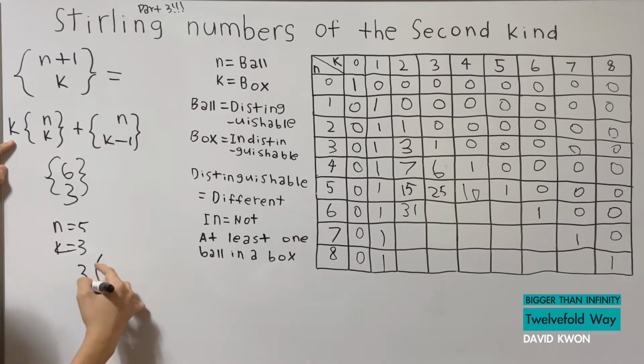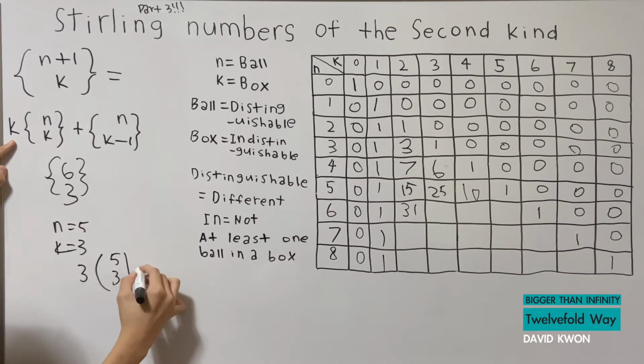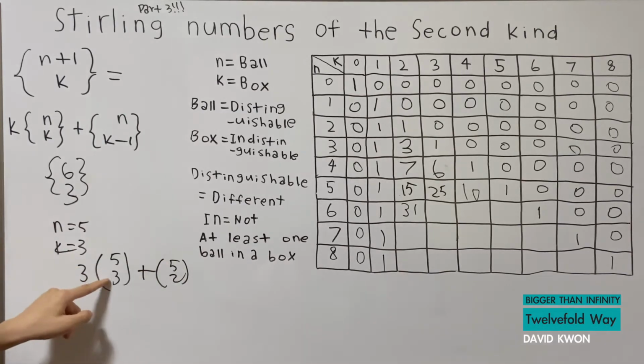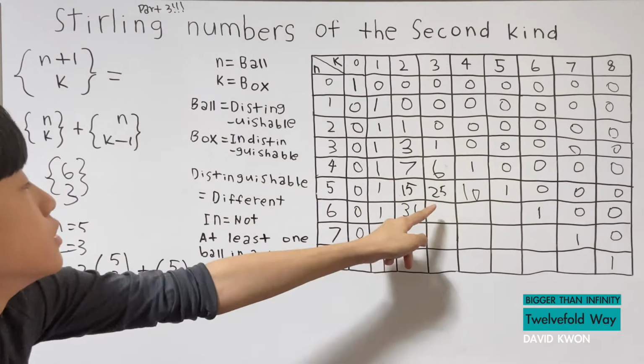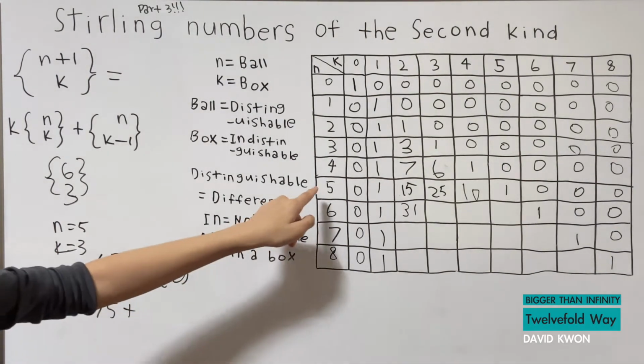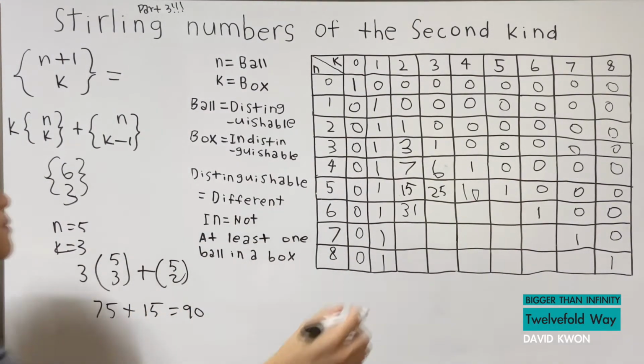Basically, I'll just do this because it's easier. 3 times the 5, 3 plus 5 and 2. What is 5, 3? 5, 3 is 25, times 3 is 75, plus 5, 2. 5, 2 is 15. And that is equal to 90, and it is right. 90.